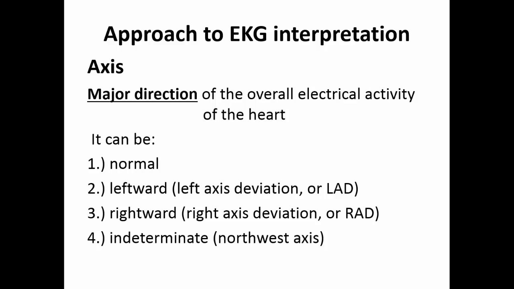So the axis is the major direction. It's the direction of most electrical activity. If you average it, it's sort of the vector. It's where most electricity starts and goes towards. When we talk about vectors or axis, it can be normal, or left axis deviation, which is when the axis is towards the left. It can be rightward, or it can be indeterminate, and we'll show you that in the next slide here.